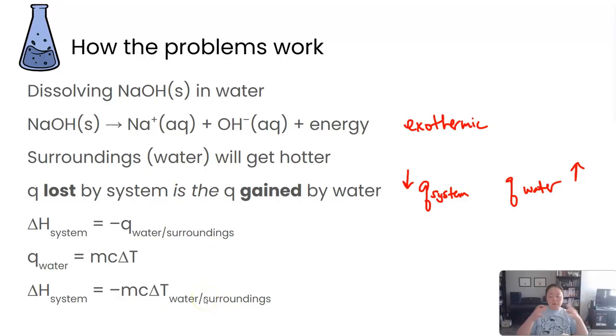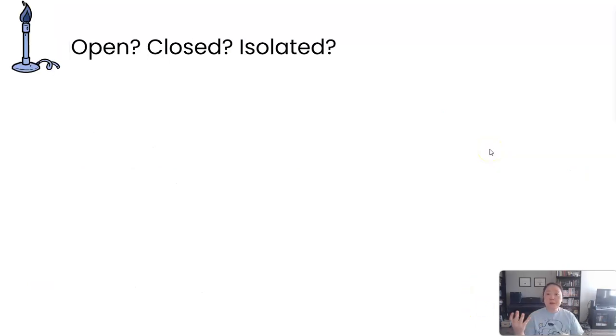Now, if you have several different things that are making up your surroundings, so say, for example, instead of just water, you have water and a metal cup, which is also going to change temperature, then you just keep on adding them all to this side of the equation. Now, this being said, you still need to set up your calorimeter properly so that your data is still going to be valid. And for this, you need a specific kind of system. When it comes to these systems and surroundings, you can categorize them into 3 of them.